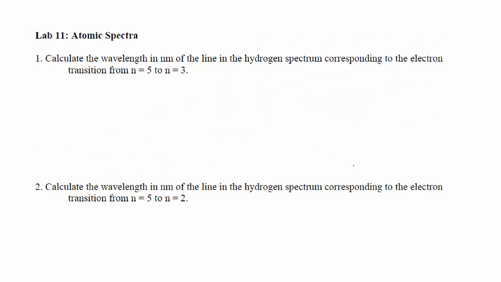Calculate the wavelength in nanometers of the line of hydrogen spectrum corresponding to electron transition from n equals 5 to n equals 3. The other one is calculate the wavelength in nanometers of the line of the hydrogen spectrum corresponding to electron transition from n equals 5 to n equals 2. Okay, with a couple of things we need.